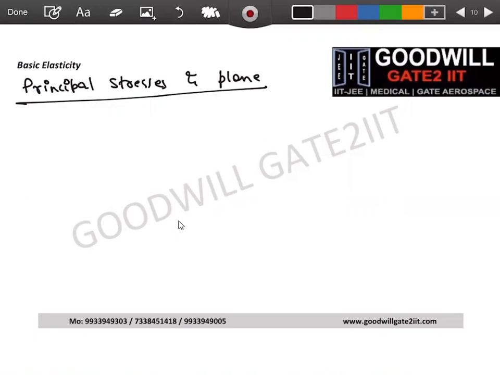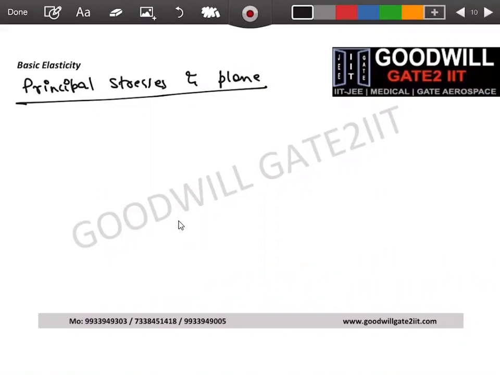Now, what are principal stresses? I'll give you the definition first. Principal stresses are normal stresses. All right. Correct. These are only normal stresses. These are not shear stresses. Principal stresses are normal stresses, which are either maximum or minimum principal stress, maximum and minimum normal stress, acting on a plane where shear stresses are zero.